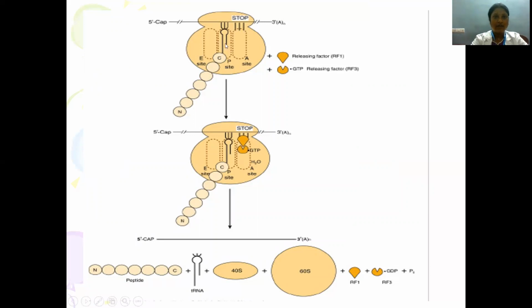Here you can see again, this is the stop codon at the A site. The entire polypeptide chain is attached to the tRNA in the P site, and there is no tRNA recognition of the stop codon because no tRNA is available which can recognize it. Now the releasing factor comes into the picture, as well as energy, GTP, which binds. This causes dissociation of the subunits of the ribosome and also dissociation of the newly synthesized polypeptide chain from the tRNA. Hence we get the polypeptide chain, the tRNA, the ribosomal subunits 40S and 60S, and other factors which favor termination of translation, and the mRNA.